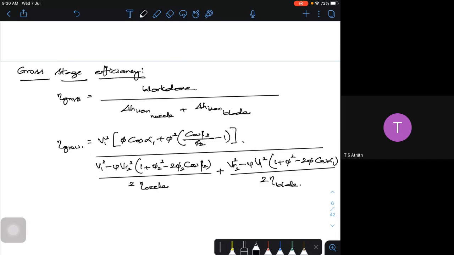See what we are trying to do. We are trying to write the expression for isentropic enthalpy drop in the nozzle and for the blade, then put it in the degree of reaction, then from the degree of reaction obtain the expression for the work done, then obtain the expression for your gross stage efficiency. Everything we are trying to write in terms of psi or phi or whatever it may be. Yeah, that's fine.